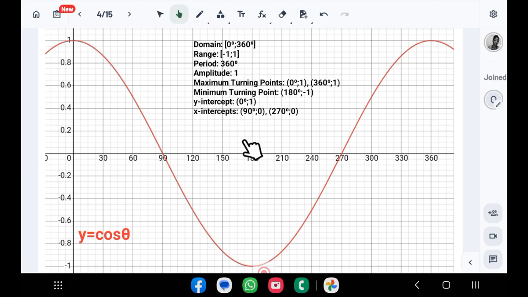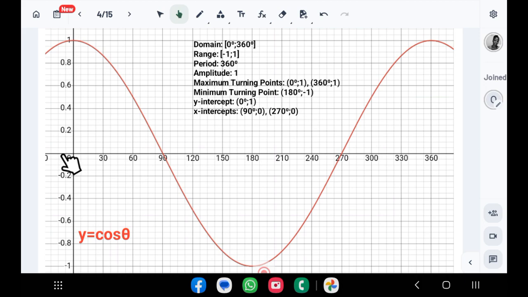Now the period is how many degrees it takes for one complete cycle to be fulfilled. From the beginning, that is a maximum turning point. You go down through 0 at 90 degrees, to a minimum turning point at 180 degrees, go back to 0 at 270 degrees, and go back to your maximum turning point at 360 degrees. That is a complete cycle. So you will have two maximum turning points and one minimum turning point at the bottom, that's negative 1.